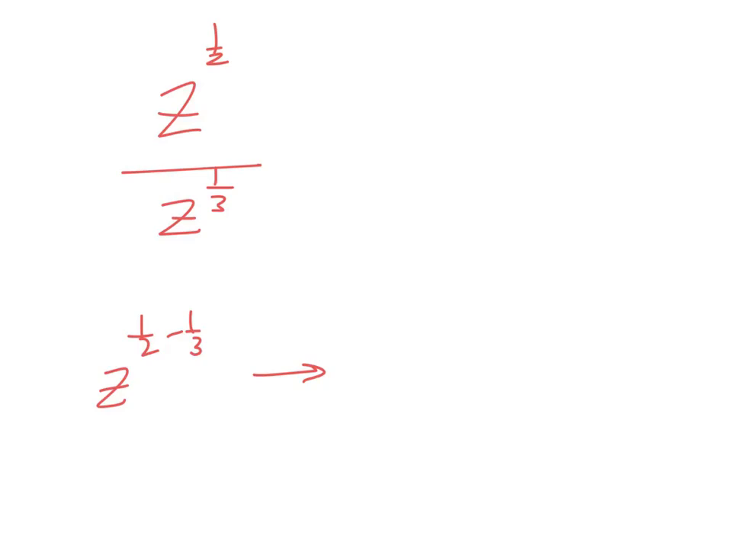Does anybody know what 1/2 minus 1/3 is? 1/6. Are you sure? That's what it says. Well, let's confirm it. What's the common denominator going to be for 2 and 3? 6. So how would I convert 1/2 to something over 6? Multiply by 3, so what's on top? 3. 3/6.